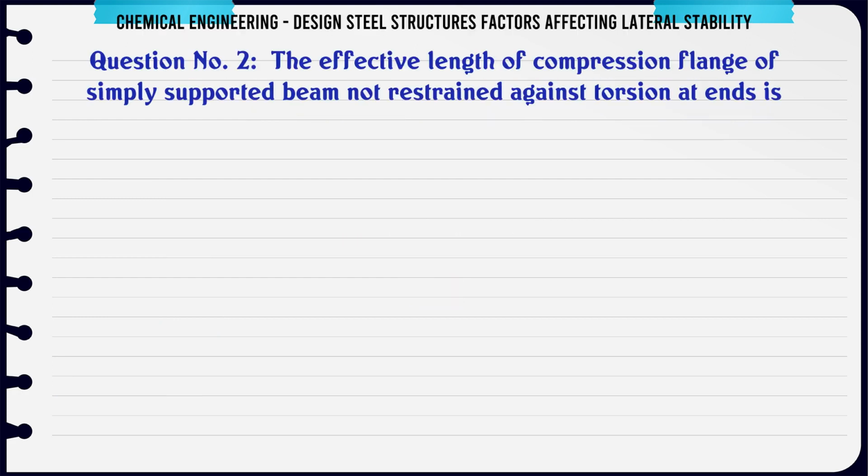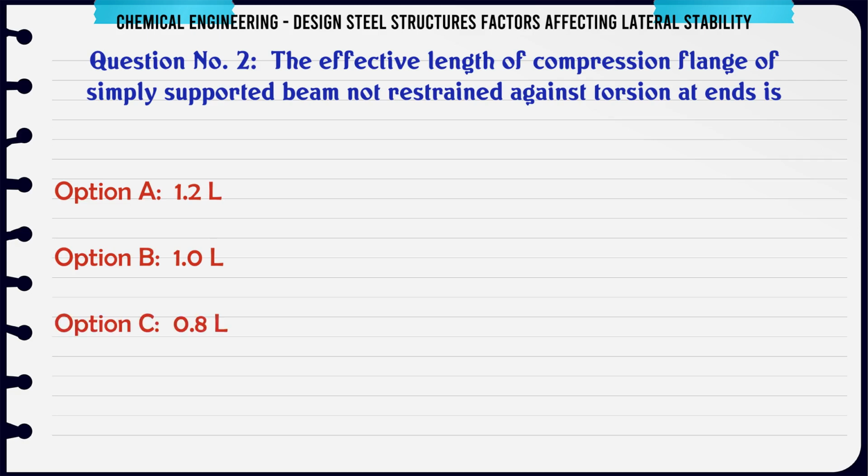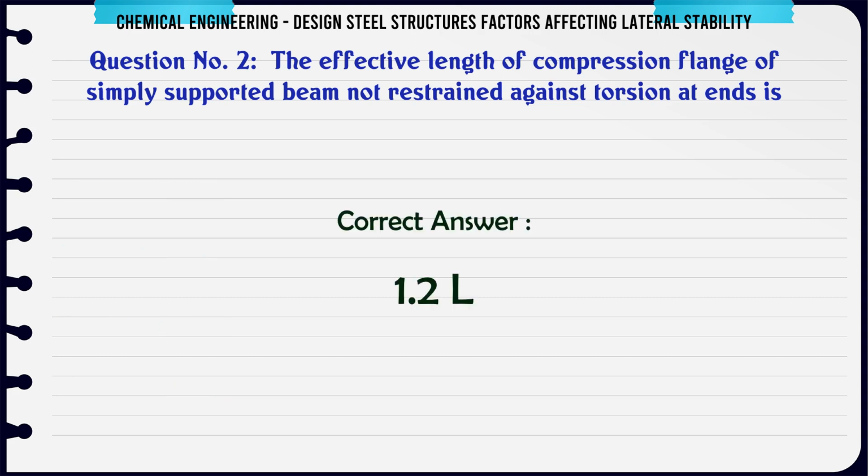The effective length of compression flange of a simply supported beam not restrained against torsion at ends is: A. 1.2 L, B. 1.0 L, C. 0.8 L, D. 0.5 L. The correct answer is 1.2 L.